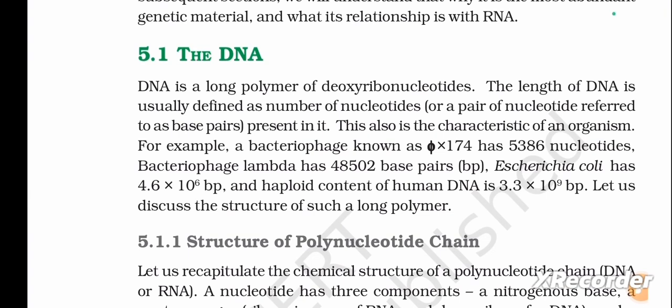For example, a bacteriophage known as phi X 174 has 5386 nucleotides. Bacteriophage lambda has 48,502 base pairs. Escherichia coli has 4.6 × 10^6 base pairs, and haploid content of human DNA is 3.3 × 10^9 base pairs. Let us discuss the structure of such a long polymer.